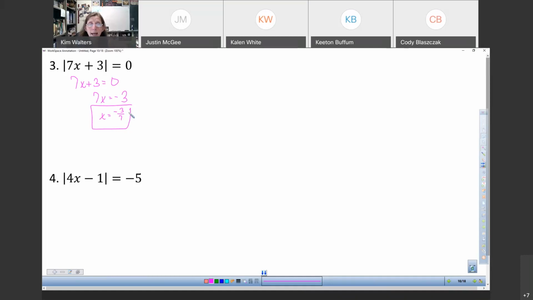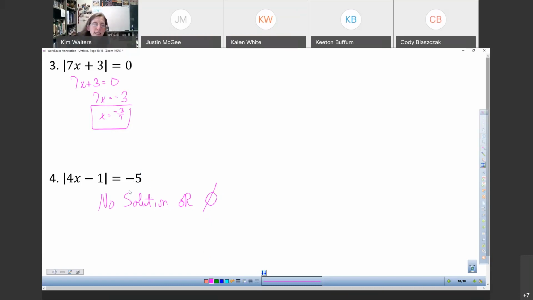Can anybody tell me what the solution to number 4 is? No solution. Exactly. Absolute value is always positive. And so if I have the absolute value equal to a negative number, my answer is that there is no solution. The other way to write no solution is to use this little circle with a line through it, which means the empty set. These are my favorite problems.